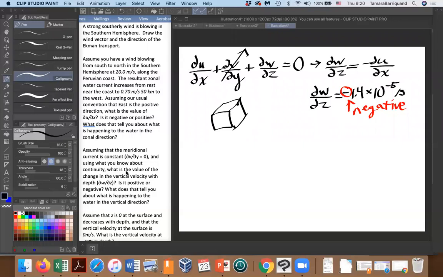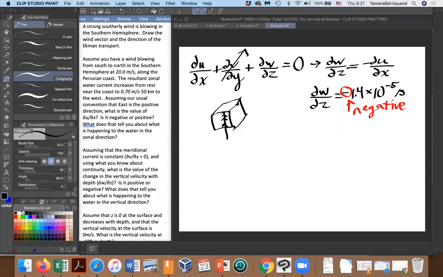And if dw/dz is negative, that means that we must have water piling up in our box. So if it's negative, that means that the water that's coming in here is going to be getting smaller. dw with z is getting smaller all the way up.